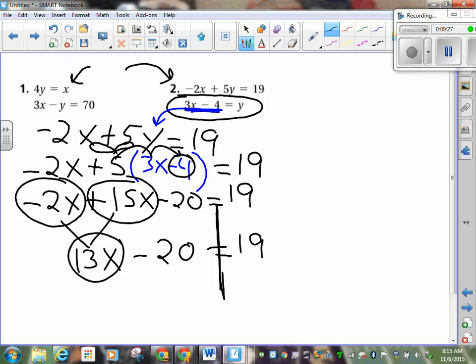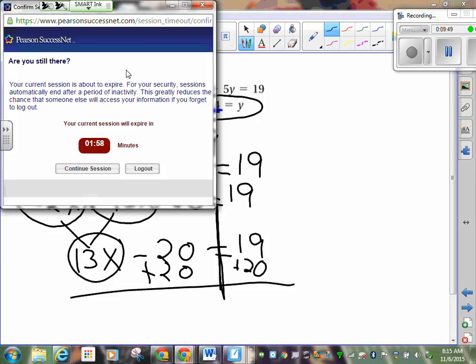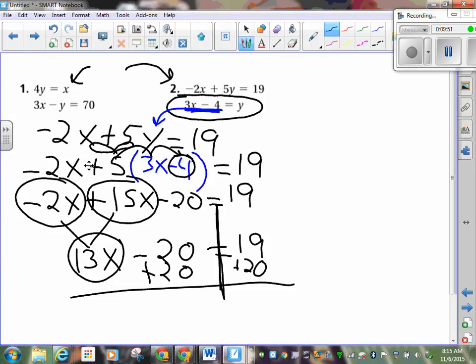Circle. Wall. My wall's still there. What's next to my circle? Minus 20. So how do I move that to the other side? Excellent. Plus 20 to both sides. Not just one side, but 2 sides. What happens? All right, we'll continue our session. What happens? We have 13x. These guys vanish. Gone. Equals 19 and 20.